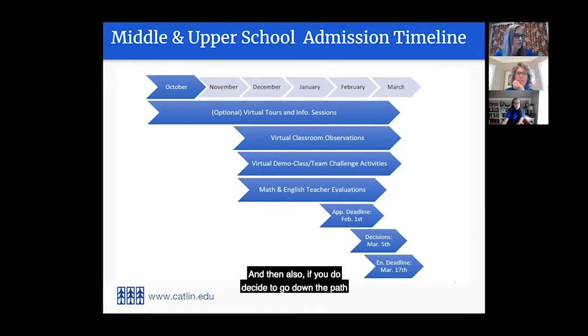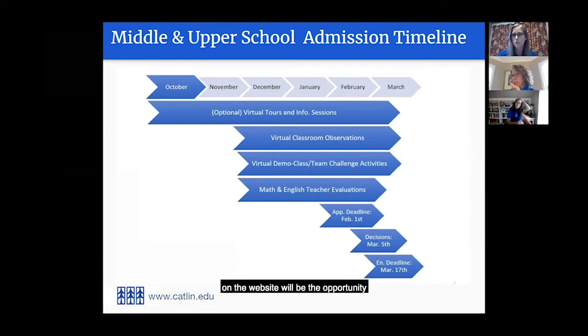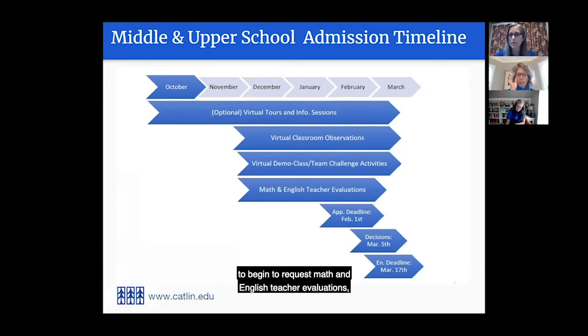And then also, if you do decide to go down the path of applying, starting in November, and you'll see this on the website, will be the opportunity to begin to request math and English teacher evaluations, meaning we have a form that you will electronically submit to your child's current math and English teacher. And they will have the opportunity to complete that form, which typically will take about 15 minutes or so.